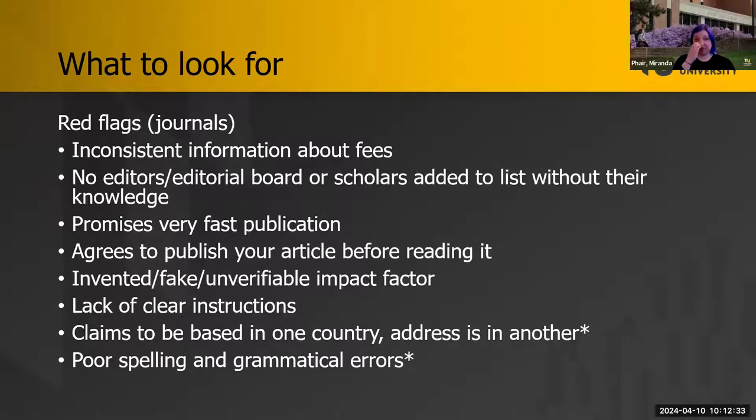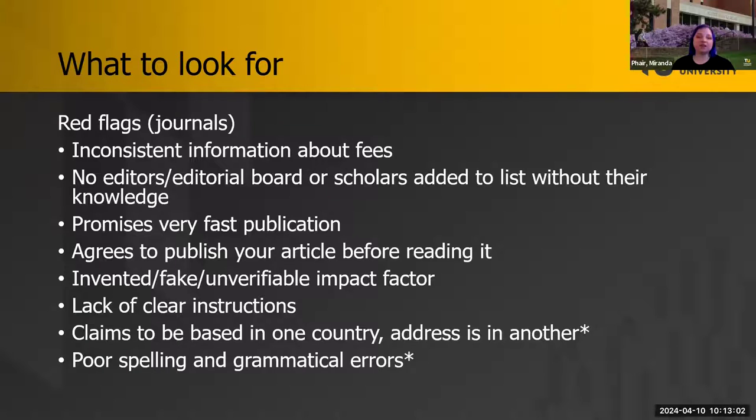One of the big ones is that they promise very fast publication. If that's a selling point for why you should publish in there, and they'll say, oh, you can have your article up in 1 to 2 weeks. I mean, if you've done peer review before, you probably can say that 1 to 2 weeks isn't going to be the most robust review of your article. So that's a bad sign. Another one would be agreeing to publish your article before even reading it.